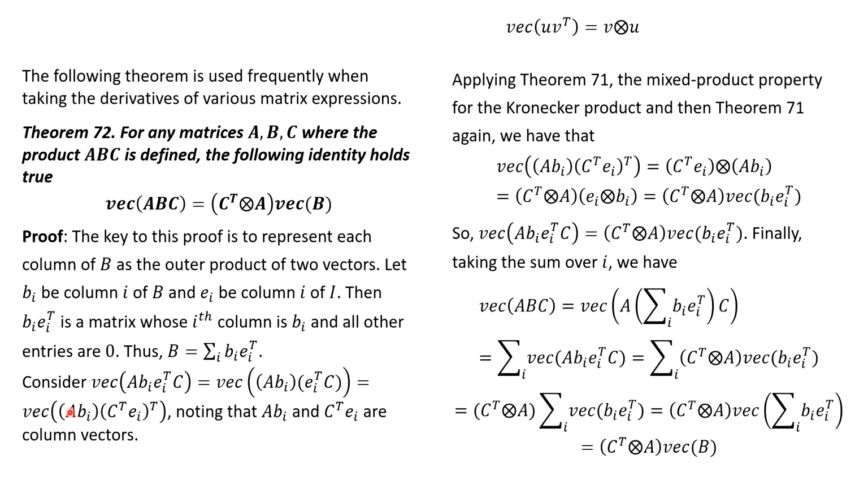Then we note that these two terms, A B sub i and C transpose E sub i, are column vectors. Of course, the transpose of this is a row vector. The reason I emphasize that is we can use theorem 71 on this here. And that's what I've done down here. I've just copied this up here. Then I'm using theorem 71. So I let U equal A B sub i, and V equal C transpose E sub i. We get this.